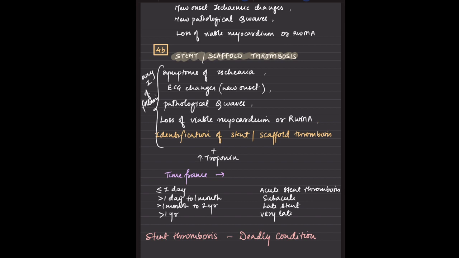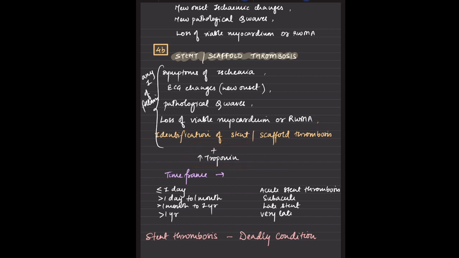So the symptoms part, right? We see the ischemia of the symptoms. These will not be there in the PCI related, that is 4A. We're talking about the 4B, that is stent scaffold thrombosis. Symptoms is present, ECG changes, pathological Q waves, loss of viable myocardium, and there will be identification of stent or the scaffold thrombosis with elevated troponin levels.